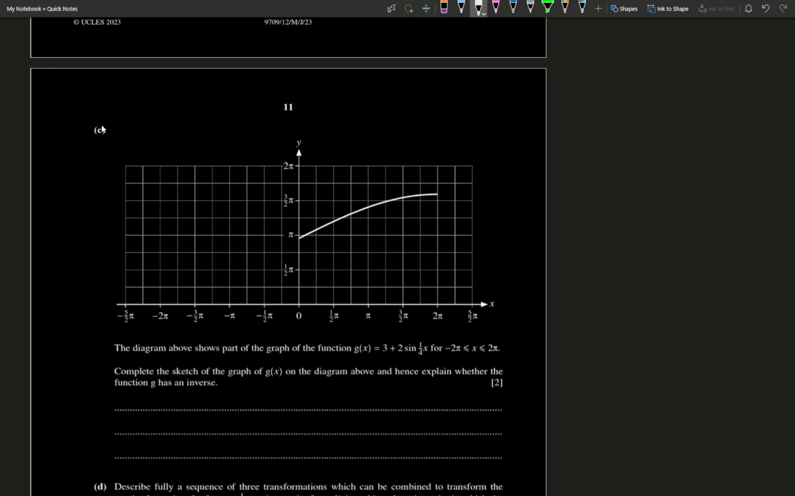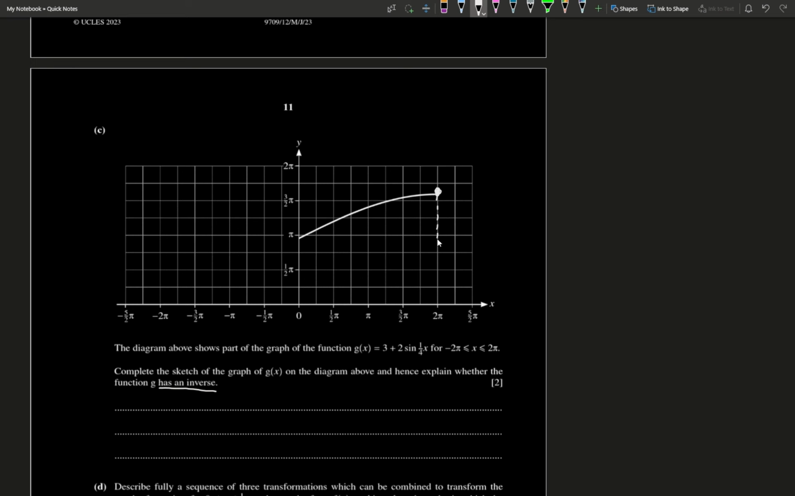Okay, part C. The diagram above shows part of the graph of the function g of x is equal to 3 plus 2 sine of x over 4, for x greater than or equal to negative 2 pi and less than or equal to 2 pi. Complete the sketch of the graph of g of x on the diagram above and hence explain whether the function g has an inverse. Okay, that's a nice question. This is a sine function, but it has had some transformations, so it will still look like a wave.